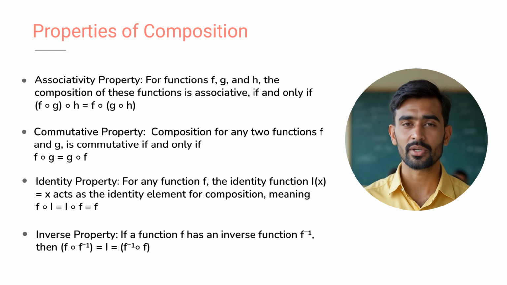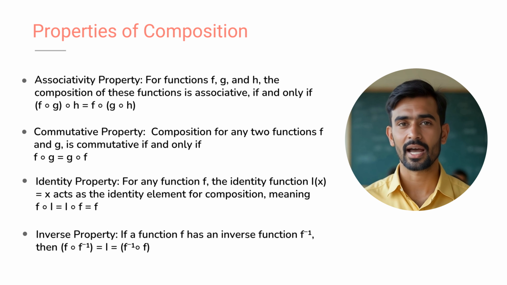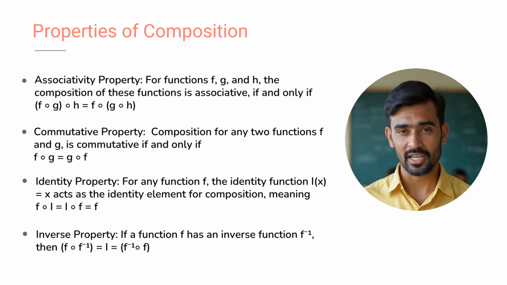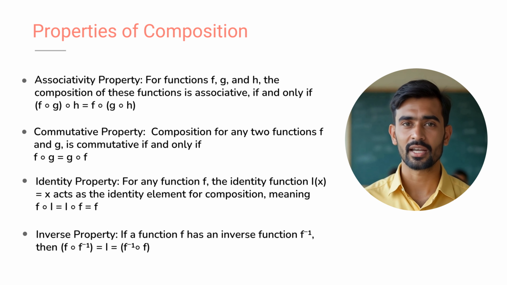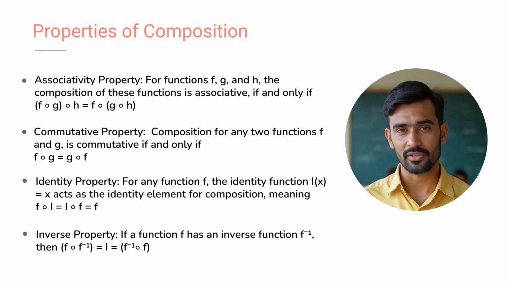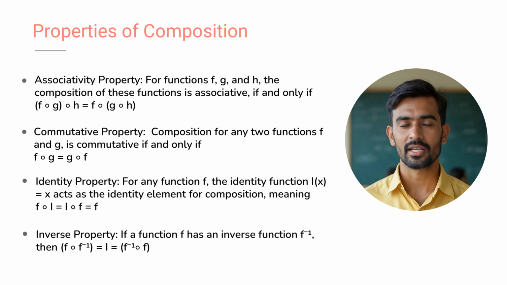Third is the identity property. The identity function, written as I of x equal to x, acts like a neutral element in composition. For any function f, f composed with I equals I composed with f equals f. Fourth is the inverse property. If a function f has an inverse, then composing them cancels out the effect. f composed with f inverse equals I equals f inverse composed with f. These properties help us understand how functions interact, whether we are simplifying, reversing, or combining operations.